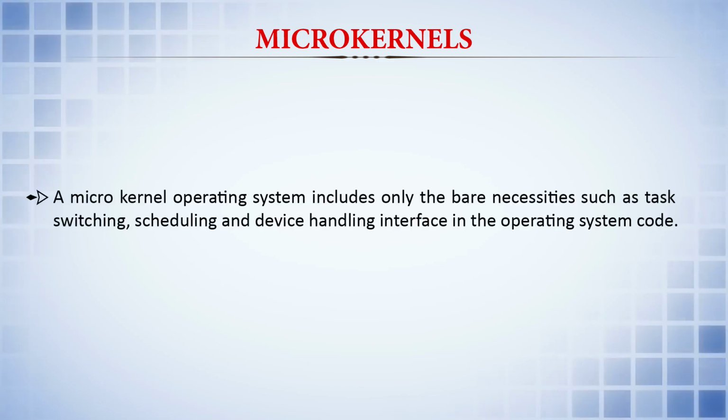There is another type called the microkernel. A microkernel operating system includes only the bare necessities such as task switching, scheduling and device handling interface in the operating system code. You can see this microkernel approach has very limited functions. One is task switching, another is task scheduling, and the third is device handling. Here you are not seeing various other functions when compared to the general purpose operating system.